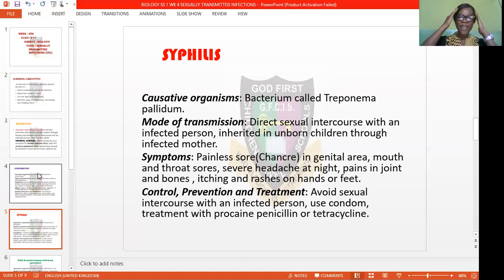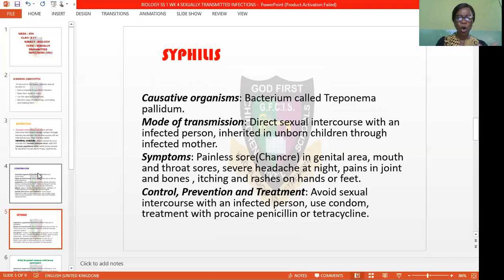You'll be having severe headache, especially at night. There will be pains in your joints and your bones. Then this will result in itching and rashes of your hands and feet. These are the symptoms of syphilis.